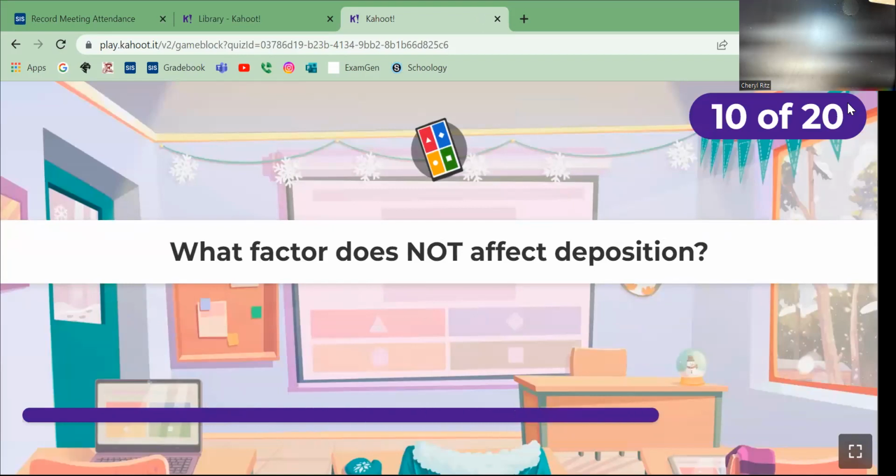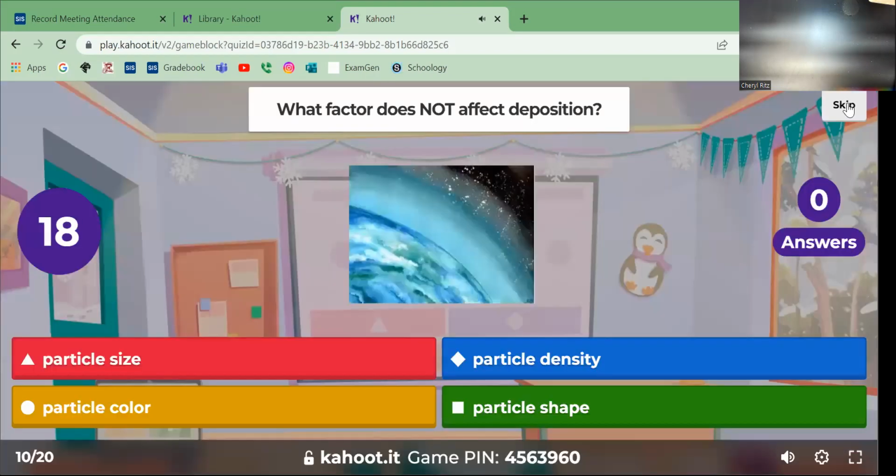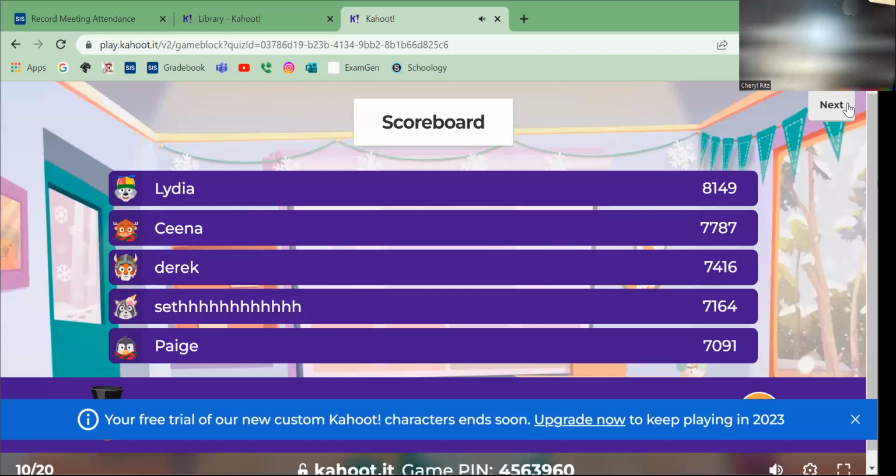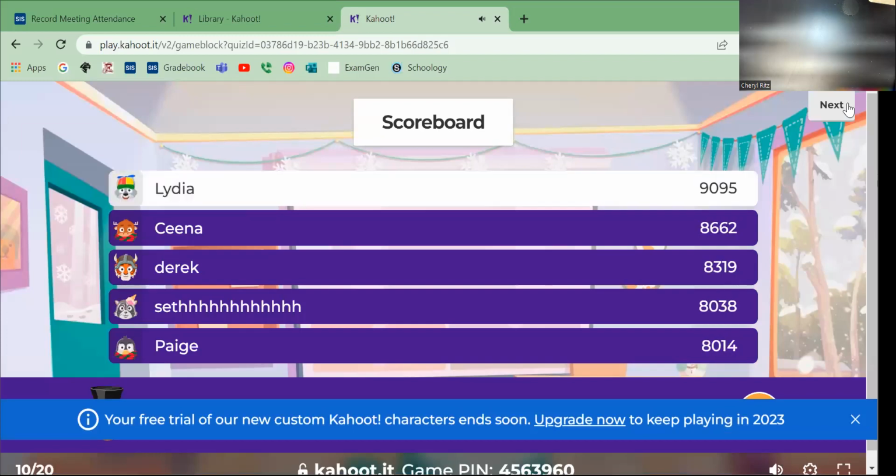What factor does not affect deposition? The size of a particle, the density of the particle, the color of the particle, or the shape of the particle? Oh, good. The color does not change how fast it gets deposited.